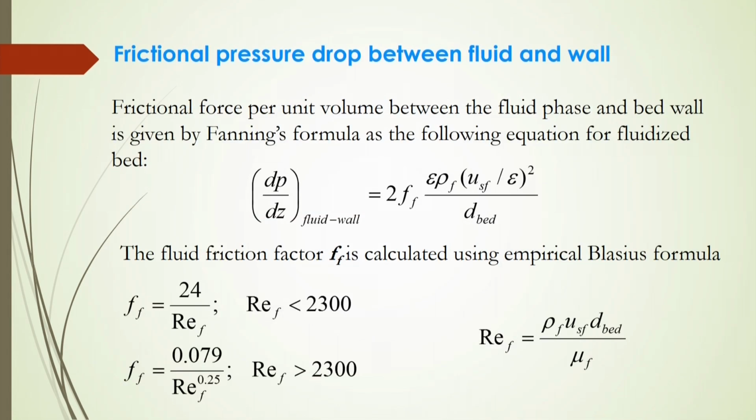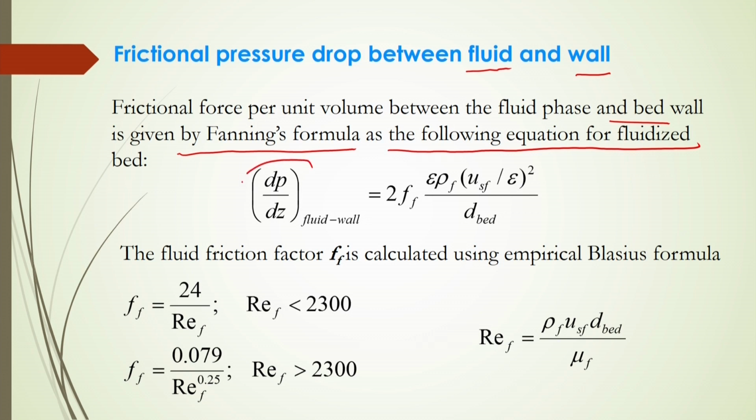bed. Now what should be the frictional pressure drop between fluid and wall, friction between fluid and wall? Now suppose gas solid operation, what should be the frictional pressure drop between gas and bed wall, fluidized bed wall? Now frictional force per unit volume between the fluid phase and the bed wall is given by Fanning's formula as the following equation for the fluidized bed. Here this fluid wall, again as per the Fanning equation, you can calculate what the fluid wall frictional pressure drop should be.